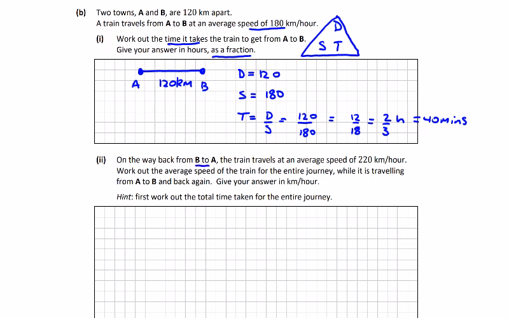On the way back from B to A, the train travels at an average speed of 220. Well, we can get the time taken to do that. The distance is the same, 120, and the speed is 220. The time taken is distance over speed. 120 over 220 simplifies to 6 over 11. That doesn't divide evenly into 60, so I might leave them as fractions when I'm working out the overall.